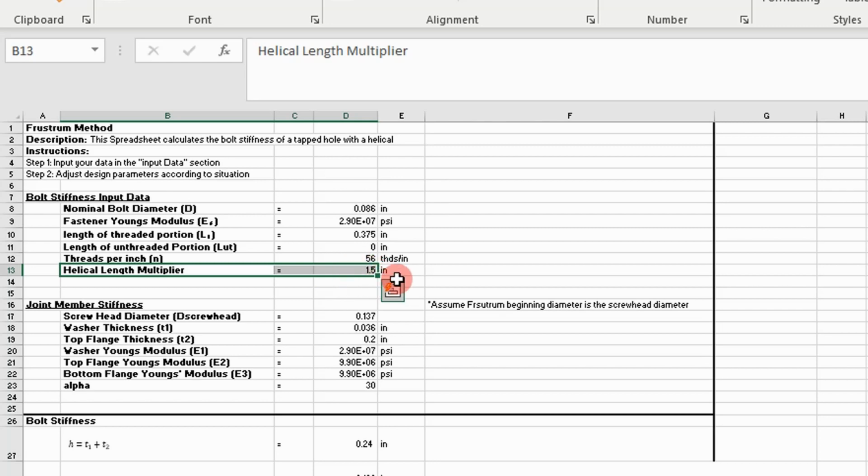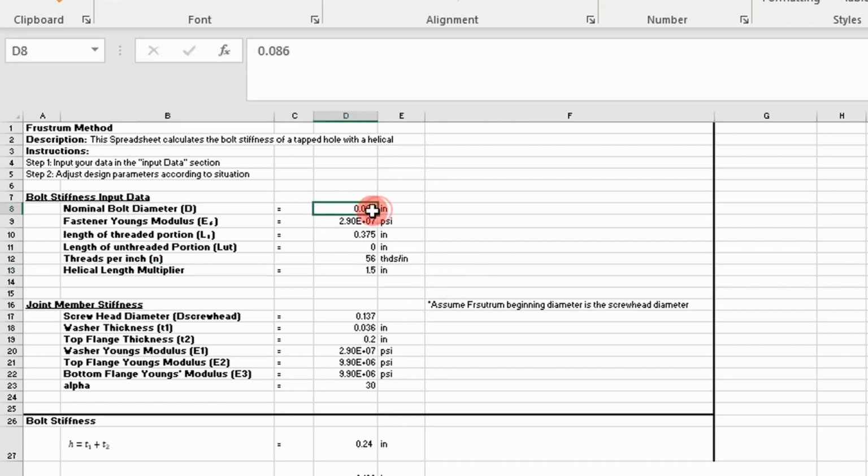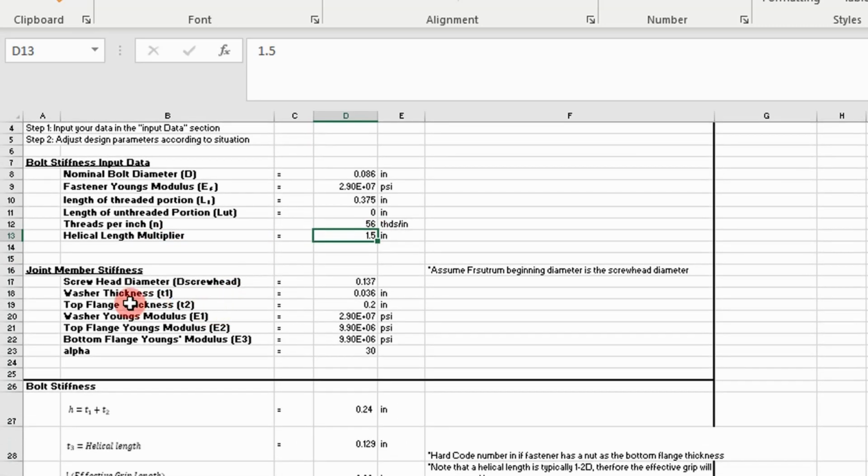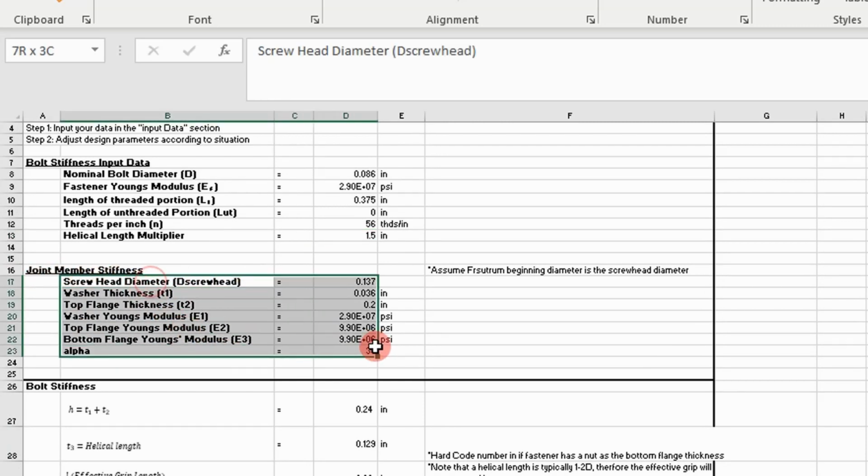We usually specify the length of helicoils based on the diameter, so it can be a 1 diameter length, 1.5 diameter length, 2 diameter length. Those are pretty standard helicoil lengths. They're just a multiplier of the diameter, in this case 0.086 of our fastener. So this is a 1.5D helicoil. And then we also have our joint member stiffness parameters shown here, which we've talked about in the past.